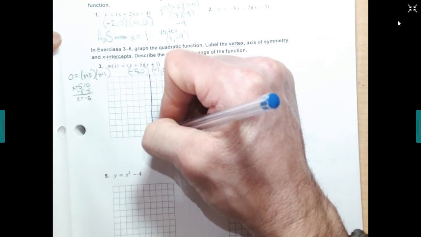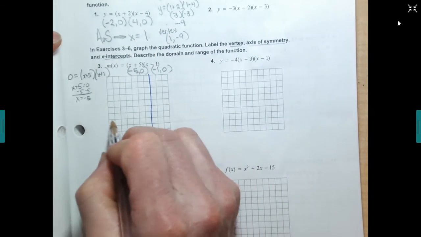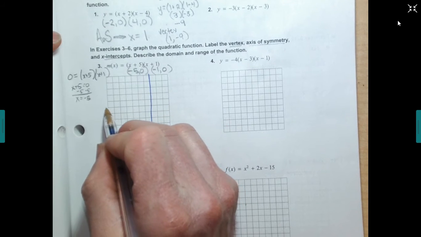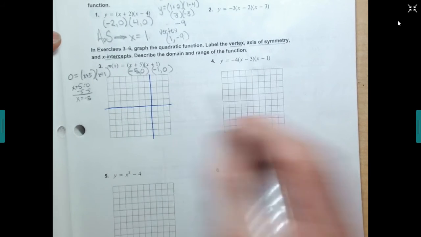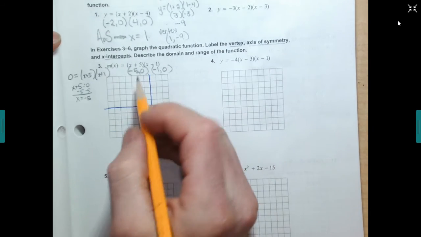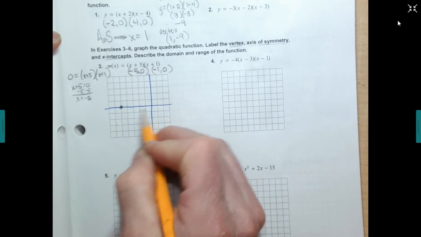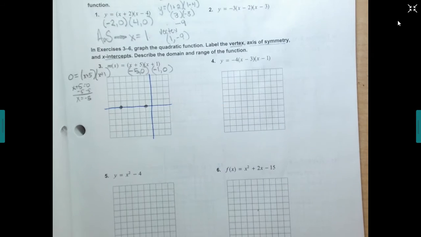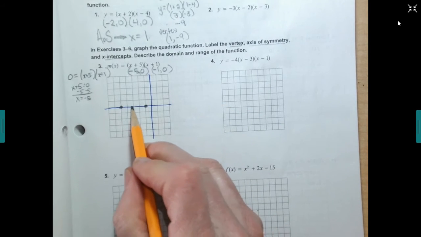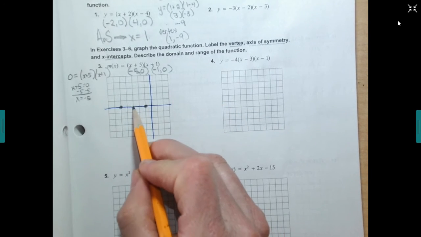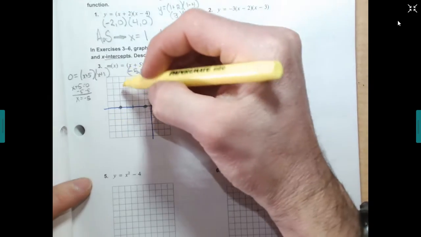All right, so since we're in the negative zone, I'm going to move my equation over a little bit. And we've got (negative 5, 0), 1, 2, 3, 4, 5, (negative 1, 0). So our axis of symmetry, 1, 2, 3, 4. Our axis of symmetry is right here.